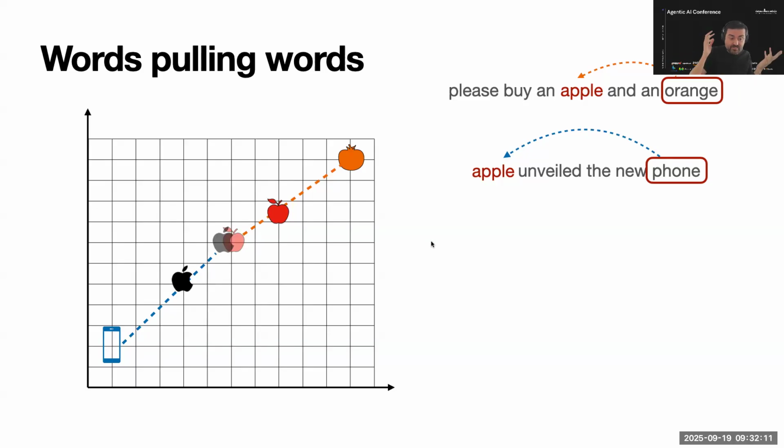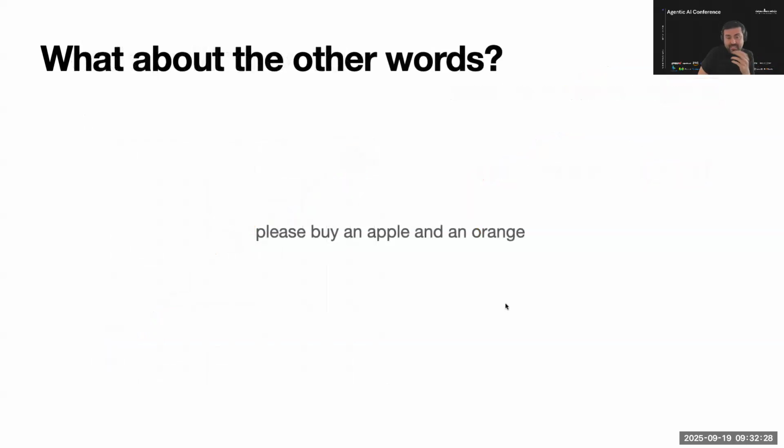I call it word gravity. Basically, now the embedding for Apple is not going to be 6, it's going to be like 8 or something like that, because the orange pulled it, okay? So when I talk about different words, they pull each other like magnets or like gravity. Now, here's a small problem. If I say, please buy an apple and an orange, we know as humans that orange pulls apple, but the computer doesn't really know.